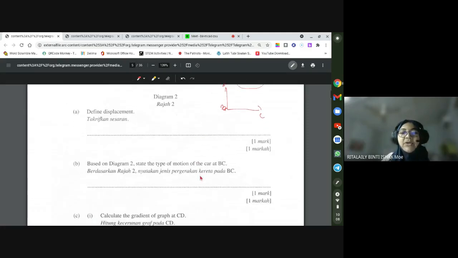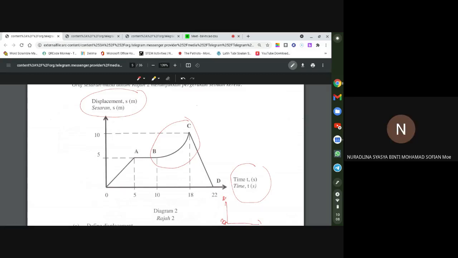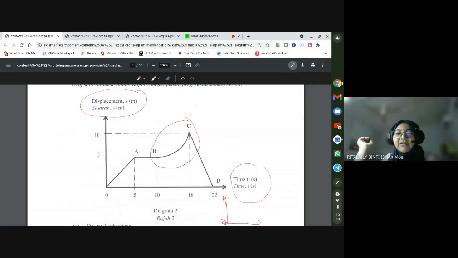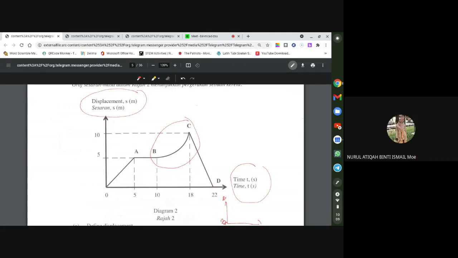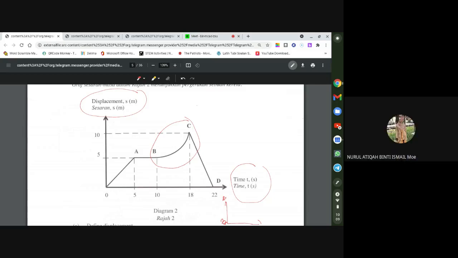So, based on diagram, state the type of motion at BC. So, dekat BC ni, apakah motion dia? How are you going to answer? Uniform velocity. Uniform velocity. Ada jawapan yang lain? Okay, ada yang jawab uniform velocity. Ada jawapan yang lain? The car move to the right. Tak nampak arah. Apa? Siapa lagi? Constant acceleration.